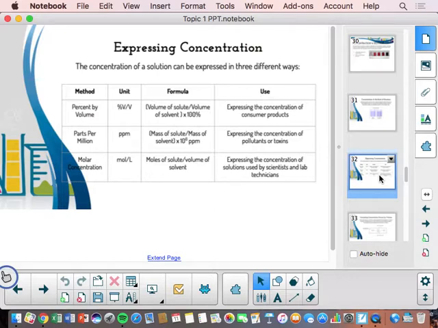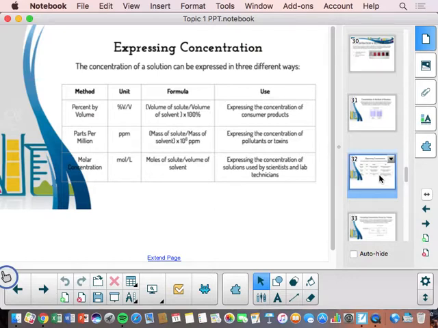The second one is parts per million, and you may have heard this before. It's the mass of solute over the mass of solvent times 10 to the 6, which would give you parts per million. So how many parts are in a million particles? That's what that means. For expressing the concentration of pollutants or toxins, we often use this as a way of saying how much is there, and we'll talk about that a little later.